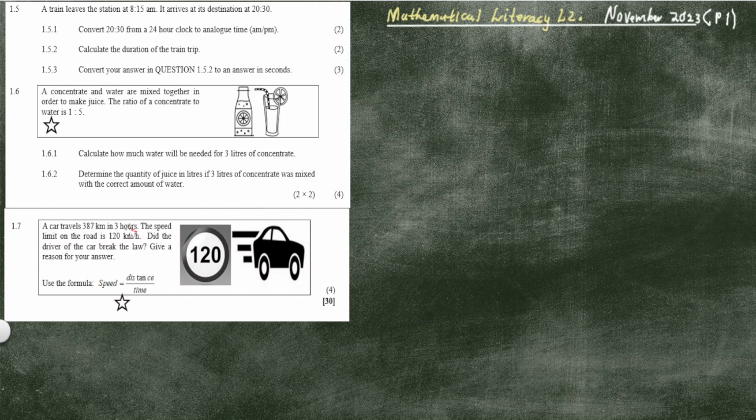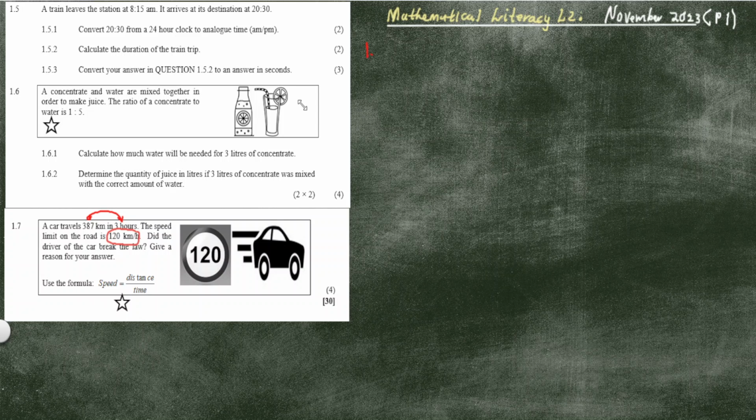Now, this is the speed limit, 120 kilometers per hour. They are asking us if, as the driver was traveling this distance over this period, was he breaking the law or obeying the law or within the bounds of the law? Give a reason for your answer. You may use the formula speed is equal to distance over time. So what the question requires of us is that we calculate the speed at which the car was traveling over that distance.